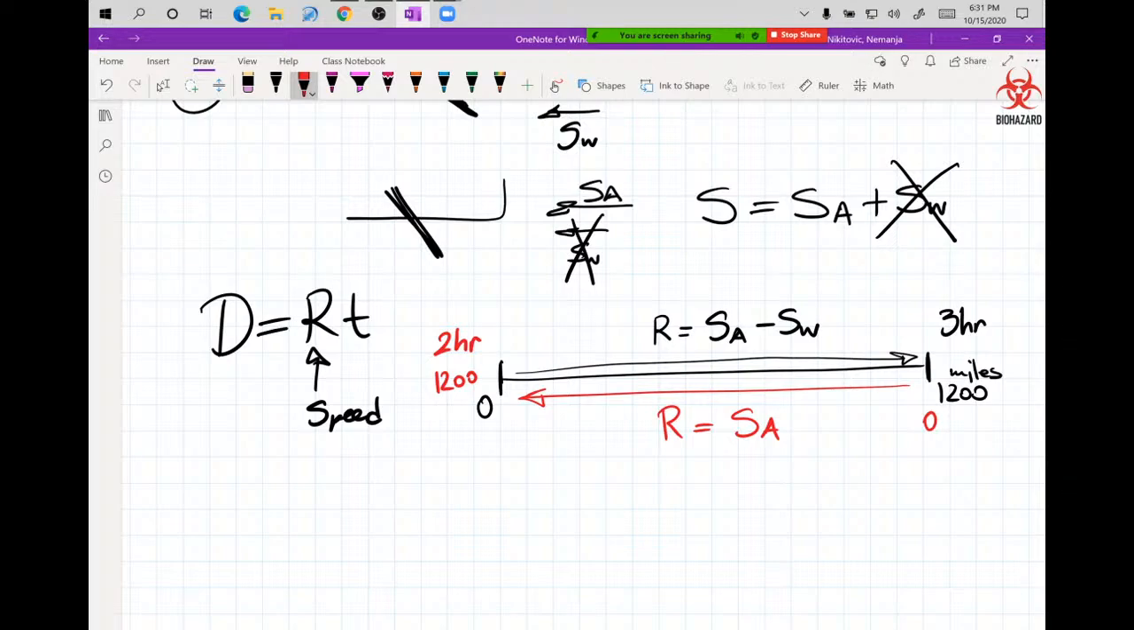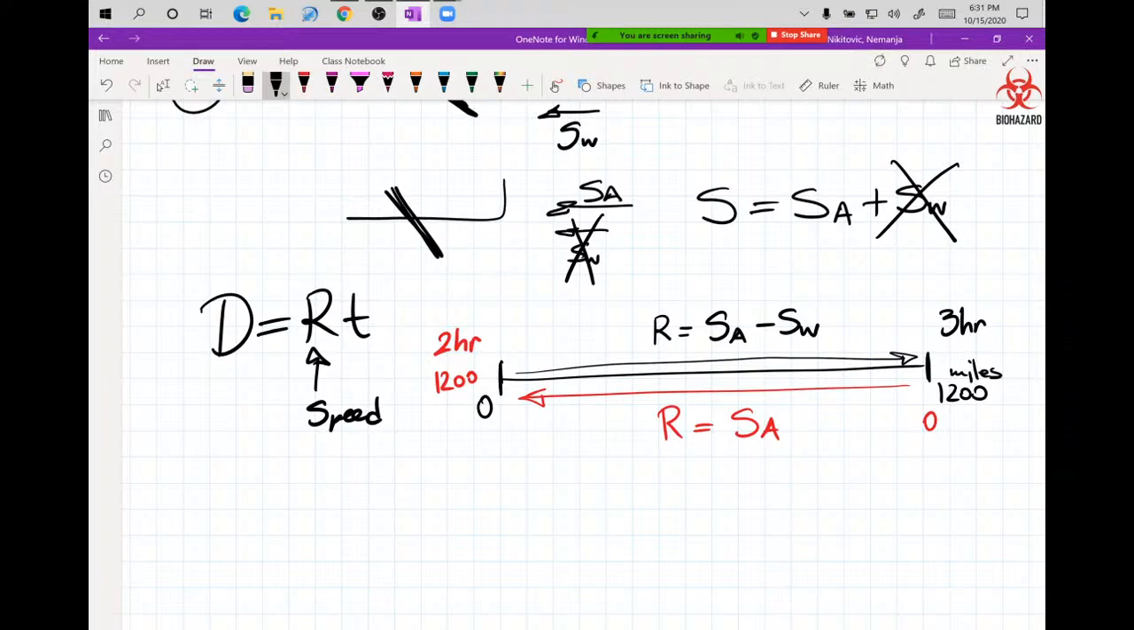So if you want to think that the wind is going to the right, to the left, all the time, it should be helping in the red case, because the plane is going to the left. But they never said anything about the wind in the problem for the plane coming back. Therefore, we are not going to use it in our equation at all.